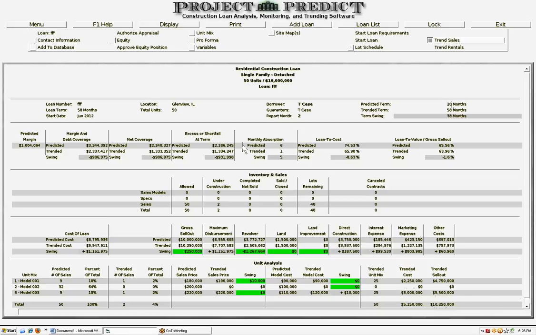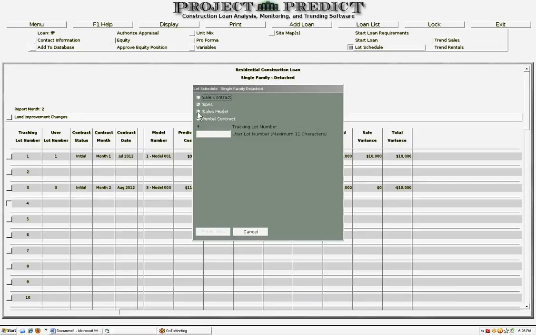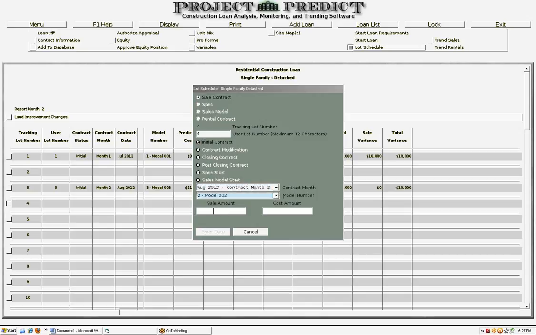Let's see if we can work on that a little bit. Let's see how it works out. We'll put model number 2 in lot 4, and we're going to do it in the month of August, and it's going to be model 2, and the sales amount should be 200. Let's make it 195, and the cost should be 100, but let's do it at 105. And we'll enter that data.